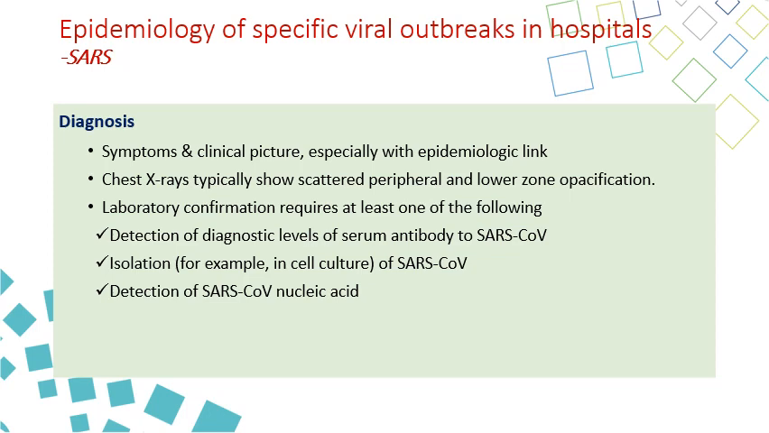So diagnosis will depend on the signs and symptoms, the epidemiologic link, the history of exposure to a case, the chest X-ray finding showing peripheral and lower zone opacification of pneumonia, and also confirm it only with the lab test. Detection of diagnostic level of serum antibody is not very accurate. Isolation of SARS virus or detection of SARS nucleic acid using PCR, and this is probably the most useful test.